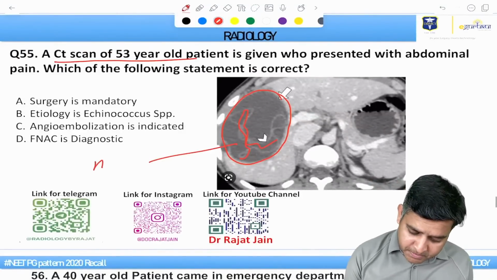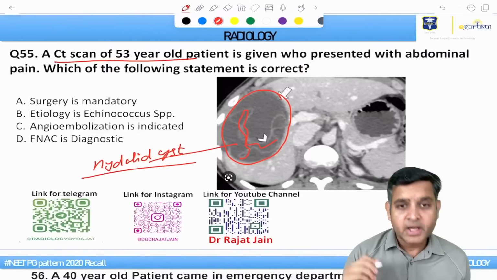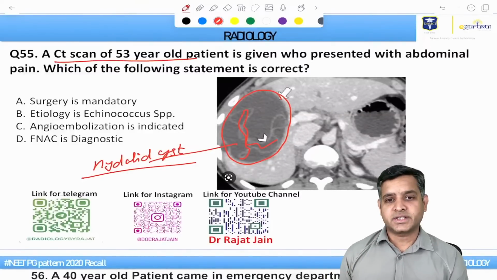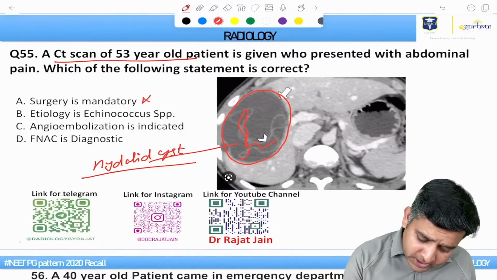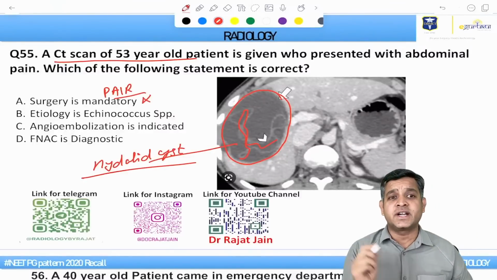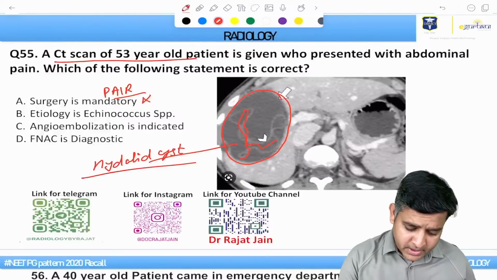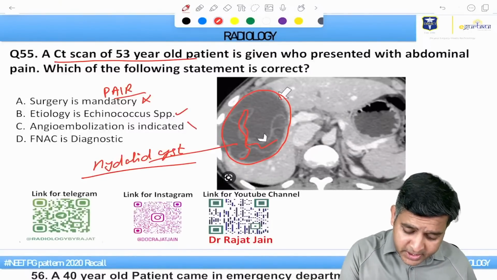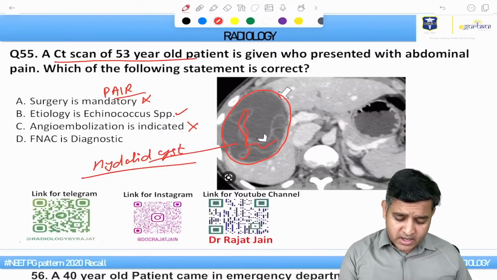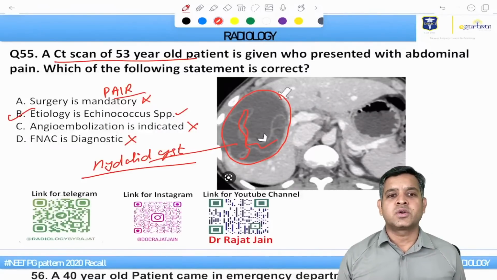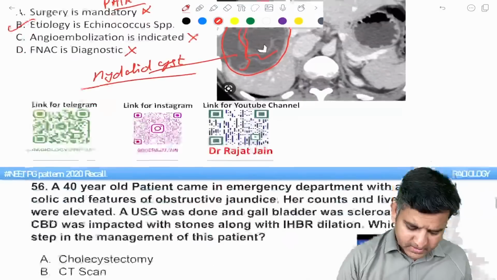And that's a classical appearance of hydatid cyst. A very, very classical appearance of the hydatid cyst. Now, surgery is mandatory. No, that is wrong. PAIR, puncture, aspiration, injection of a scolicidal agent, re-aspiration is the preferred treatment. Etiology is Echinococcus species. That is correct. Angioembolization is indicated. No, this is not a vascular lesion. FNAC is contraindicated. Answer is etiology is Echinococcus species. Right?